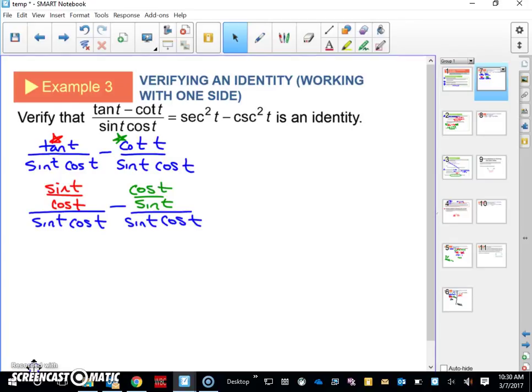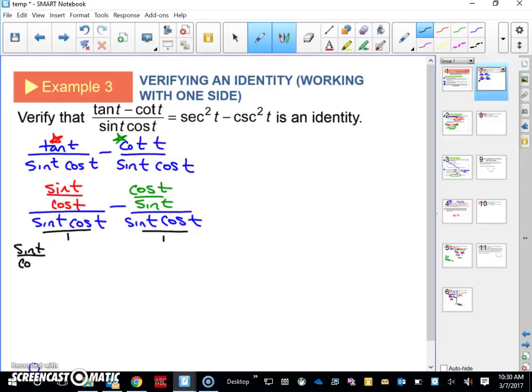But notice you're dividing fractions, and something that we always do when we're dividing fractions, what we should always be able to do, is multiply by the reciprocals. If you notice you're dividing fractions, maybe it would be a good idea to just multiply by the reciprocal. So that's sine t over cosine t times 1 over sine t cosine t. If you look at that, you see something that's going to cancel out there? Something's going to cancel out. This is going to be nice. This is going to work for us. Minus cosine t over sine t times that reciprocal, 1 over sine t cosine t.